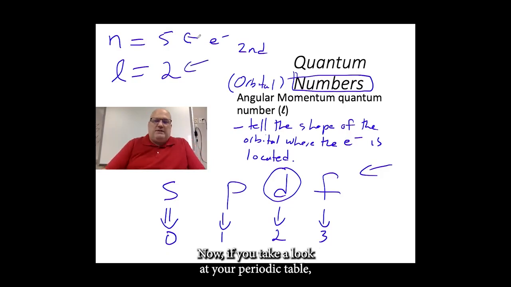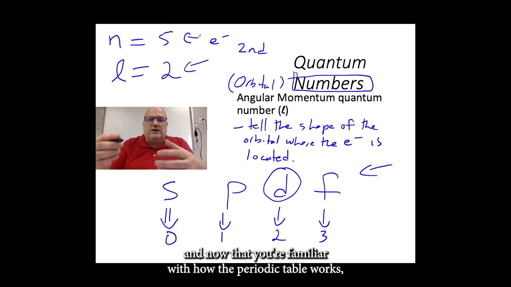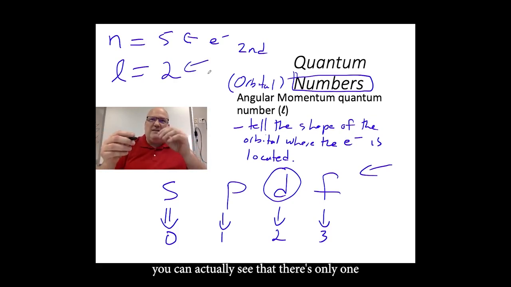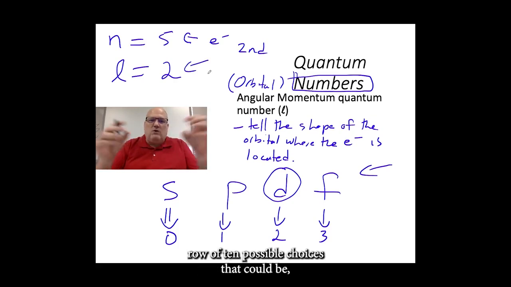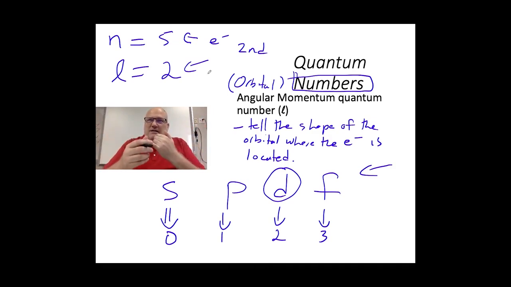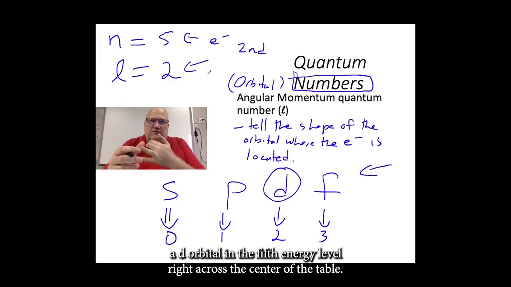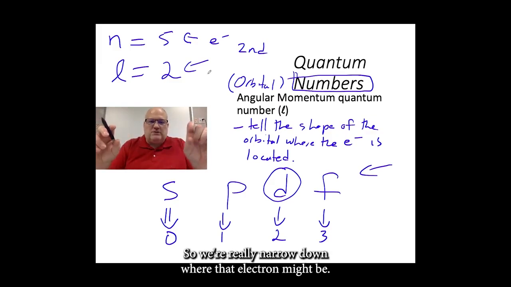Now, if you take a look at your periodic table, and now that you're familiar with how the periodic table works, you can actually see that there's only one row of 10 possible choices that could be a d orbital in the 5th energy level, right across the center of the periodic table. So we're really narrowing down where that electron might be.